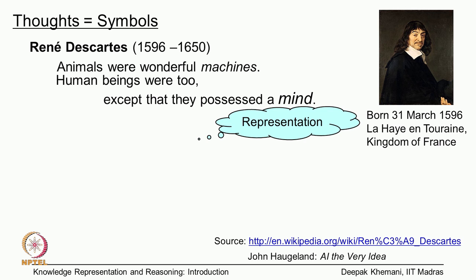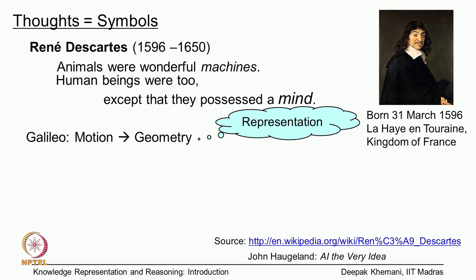So, let us also talk about René Descartes. We know Descartes from so many different angles, Cartesian coordinates amongst other things. He said that animals are wonderful machines, human beings were too, except that they possessed a mind. Descartes was what people call a dualist. He believed that mind was separate and the body was separate, and he ran into all kinds of philosophical problems, unlike Socrates who had to lose his life, but Descartes only had to grapple with problems.